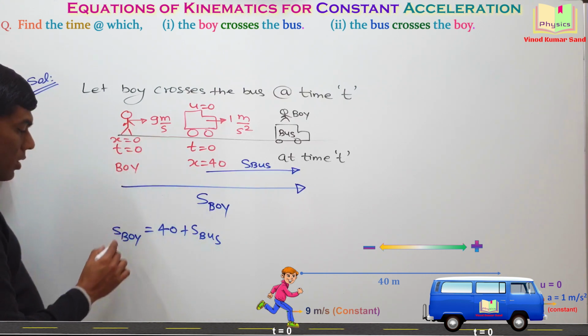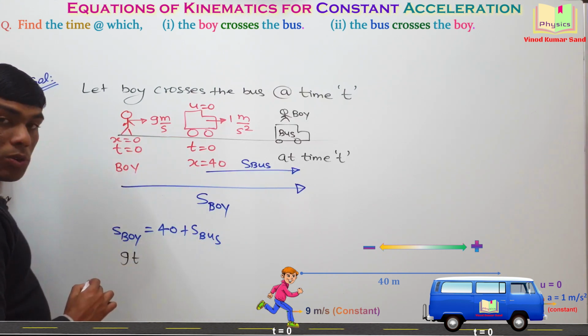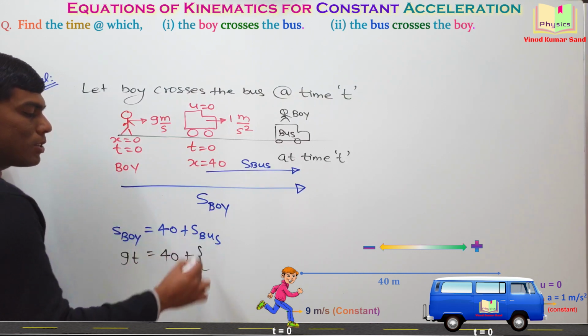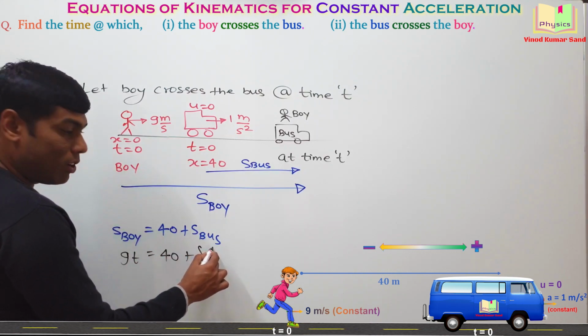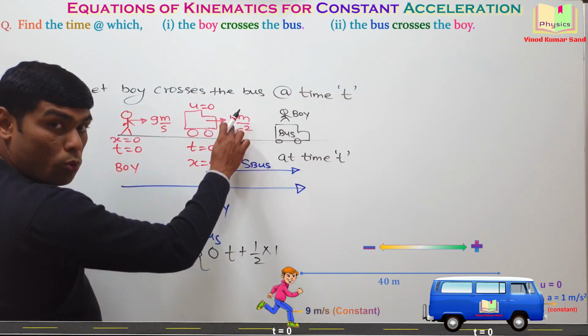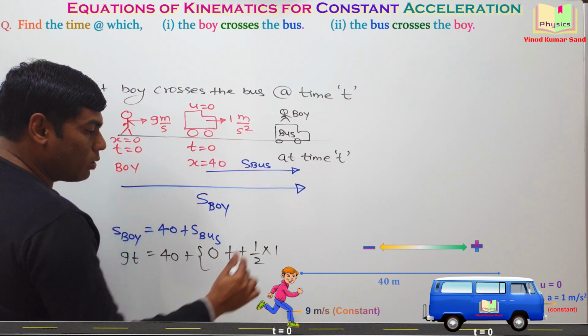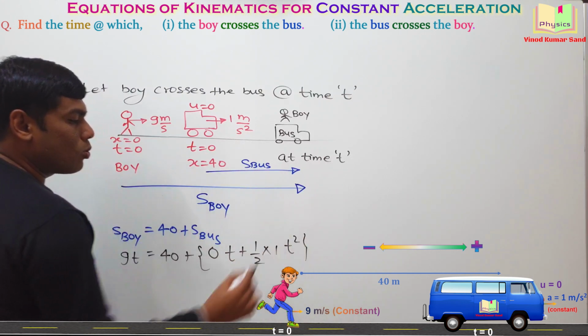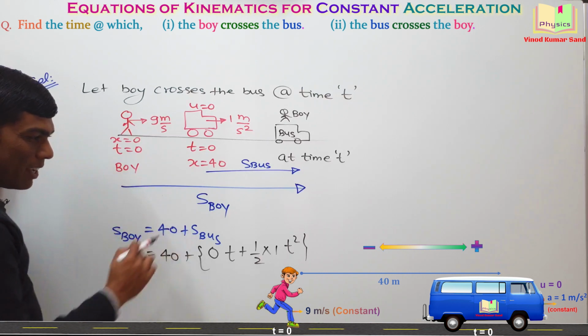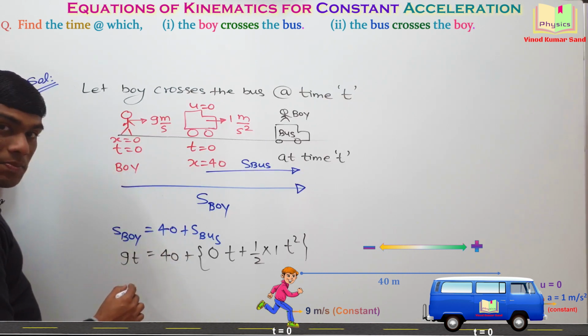S boy we can write easily. Its speed is constant, so S boy is speed into time. Acceleration is 0 for the boy. 40 plus S bus will be written as ut plus half at square. U is 0. Acceleration is given as 1. It is constant, so we can use the equations of motion, half t square. Again, it's a quadratic equation in time. So can we simplify this? I'm leaving it to you.